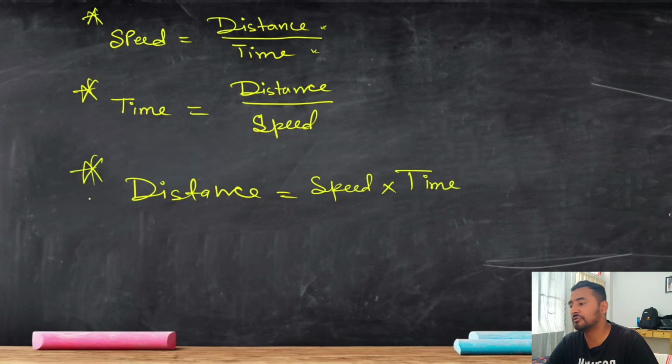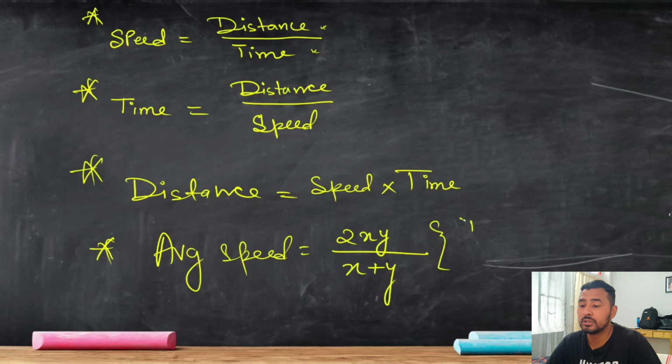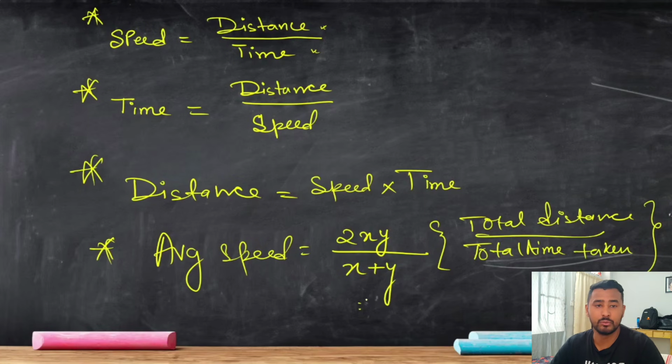So these are the three important formulas. And remember one more formula, that is average speed. Whenever you see average speed somewhere, to find it you can use one formula, that is 2xy divided by x plus y. This also means total distance divided by total time taken. So we'll use this formula, 2xy by x plus y. Whenever the question comes, I'll tell you where to use this one.